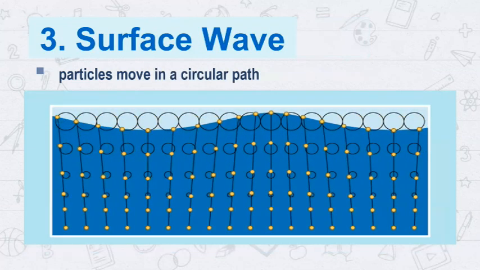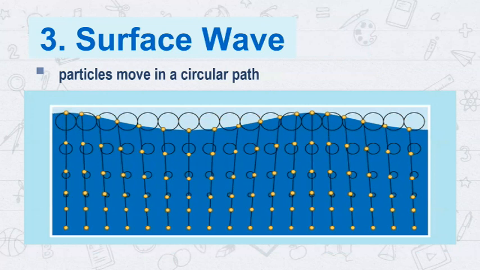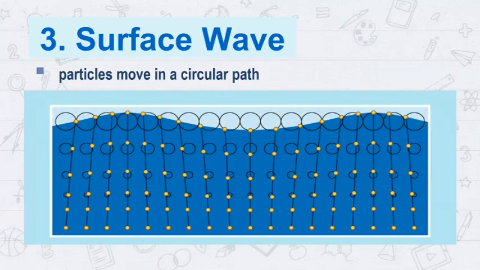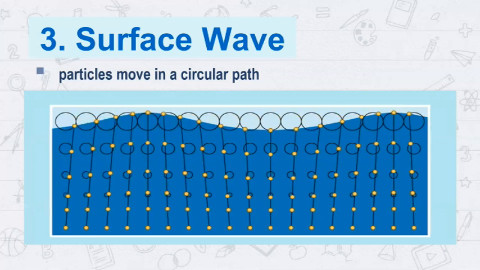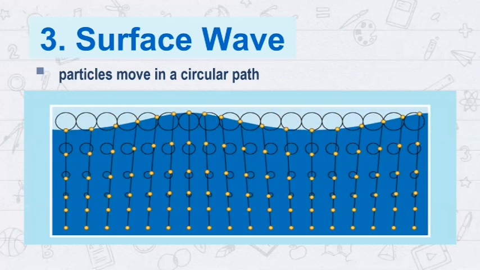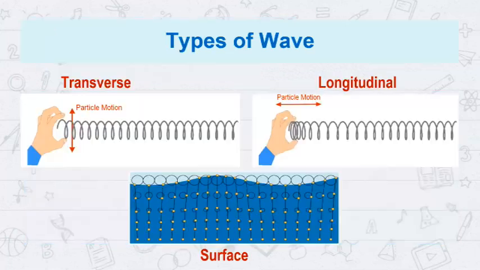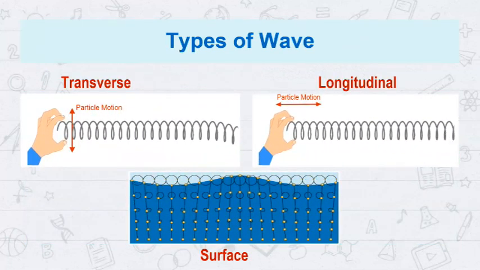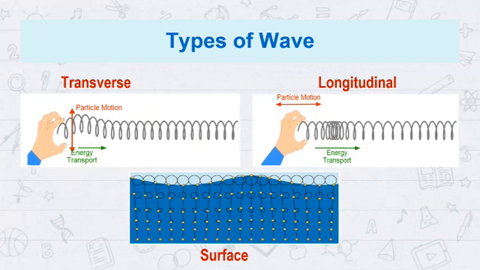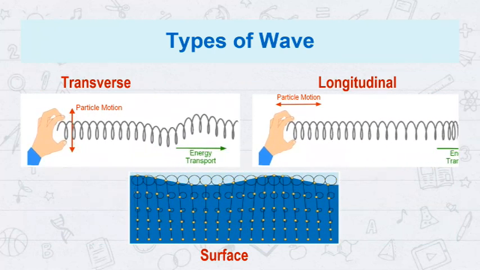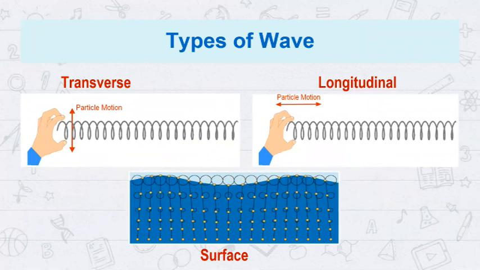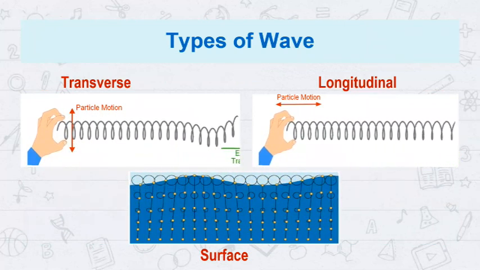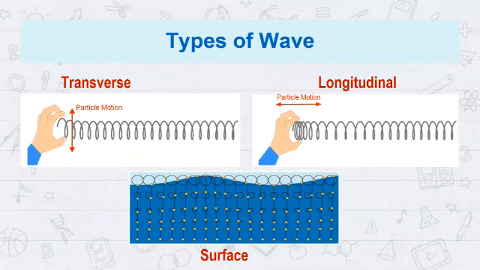Finally, a surface wave is a combination of transverse and longitudinal waves. Each water molecule moves in a circular pattern as the waves pass by. Again, here are the three types of mechanical waves: transverse, longitudinal, and surface. Remember that all of these waves carry energy, causing the movement of the particles in a medium.